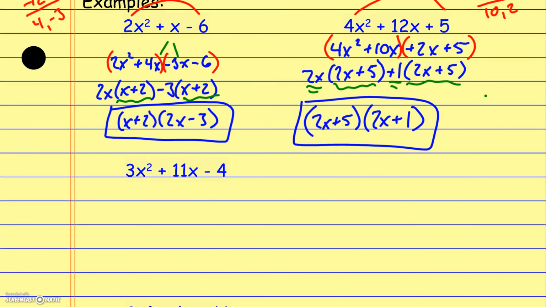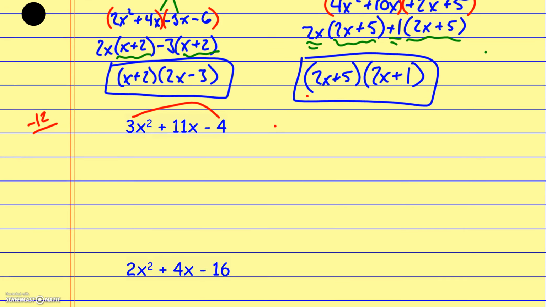Same thing with the next one. Again, I build a bridge. That gives me a -12. 2 numbers that multiply to a -12, but add to a positive 11. Well, that's going to be, let's see, that's a 3x squared oh, sorry, I forgot to write the terms down. That's a 12 and a negative 1. So I'm going to write that as a plus 12x and a minus 1x minus 4.